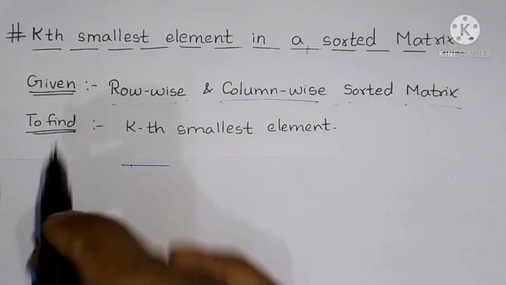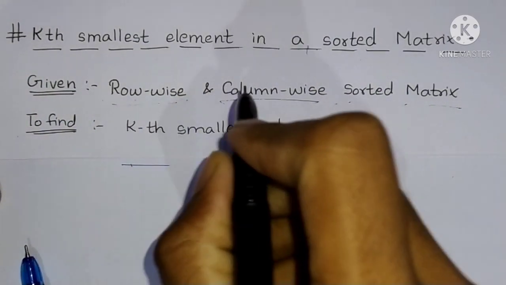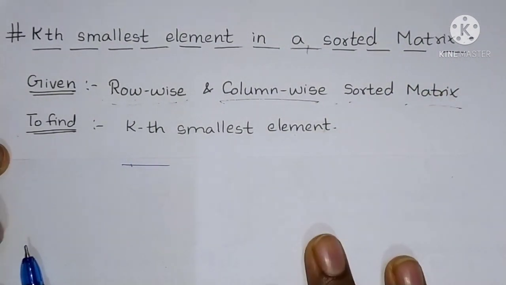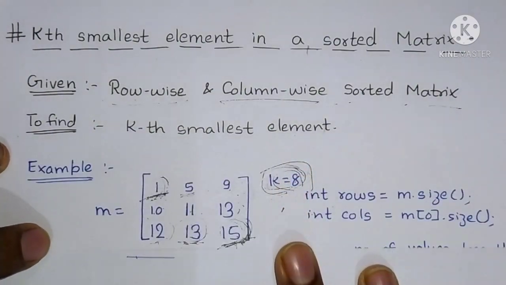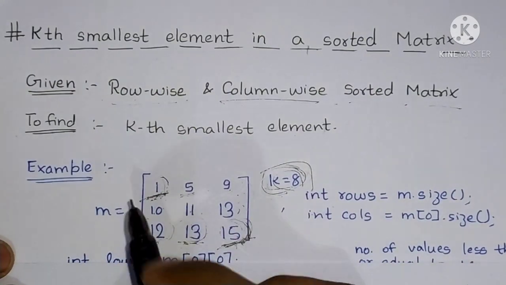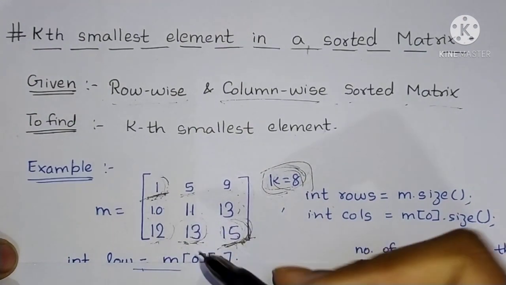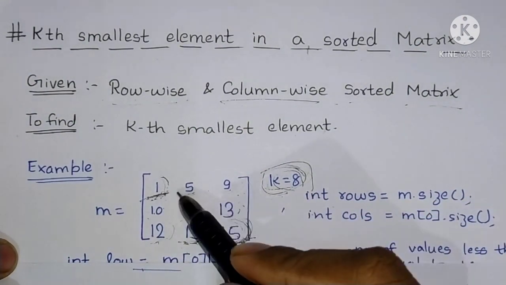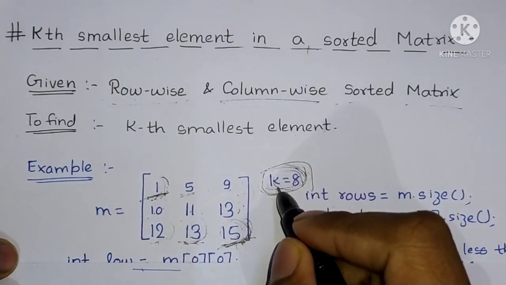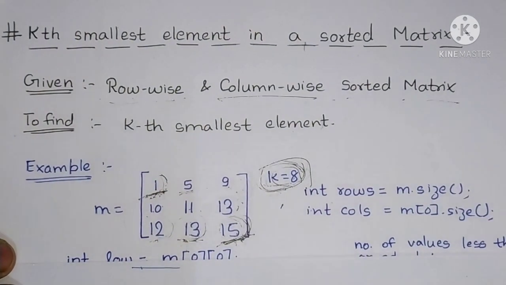So we have to find the kth smallest element in a row wise and column wise sorted matrix. How can we do this? Let's see with an example. Suppose this is our given matrix 1, 5, 9, 10, 11, 13, 12, 13. You can see that this is sorted both row wise and column wise, and the value of k is given to be 8. So we have to find the 8th smallest element. How can we do this? We can do this by binary search.